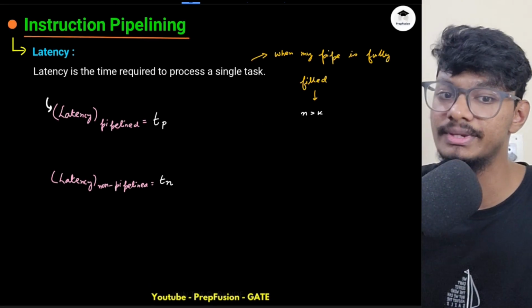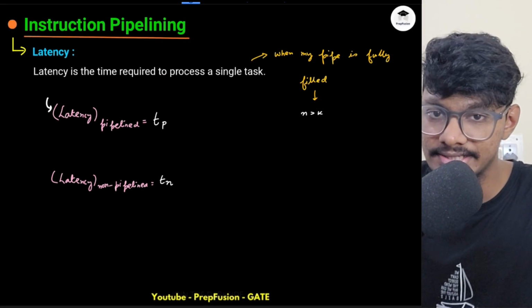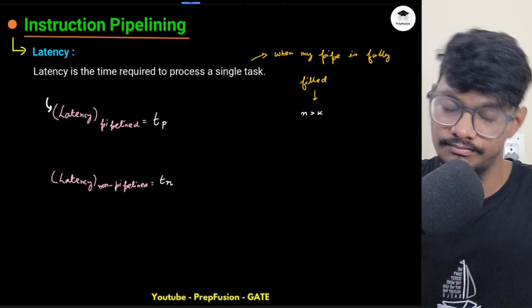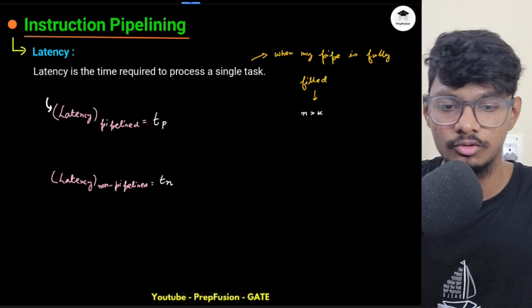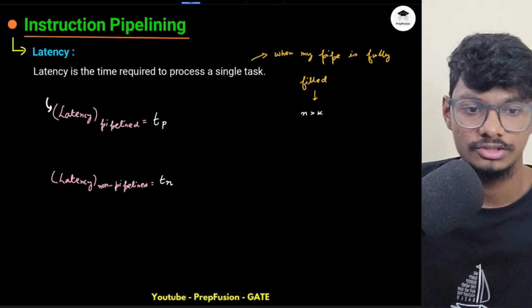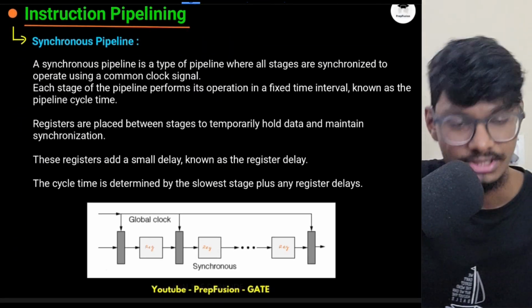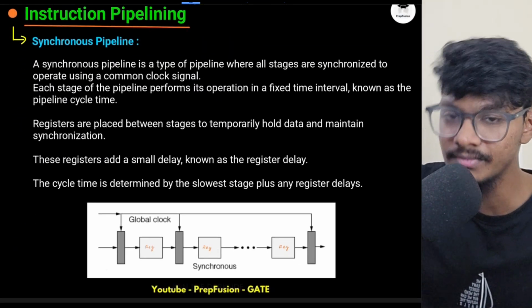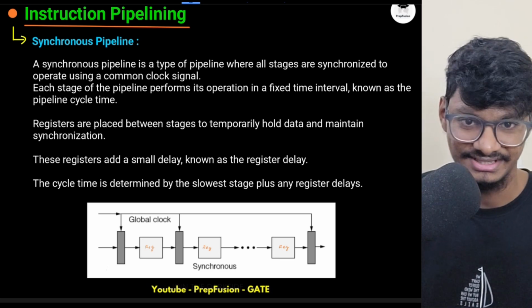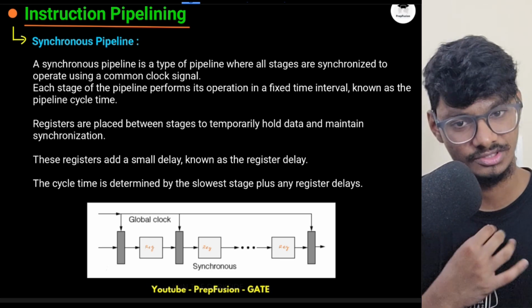So you can write the speedup as the ratio of the latency of the non-pipelined system to the latency of the pipelined system. You can write that as well. Now you can come to the synchronous pipeline. What is a synchronous pipeline? It is nothing but what we have studied. It just has a name, synchronous pipeline.